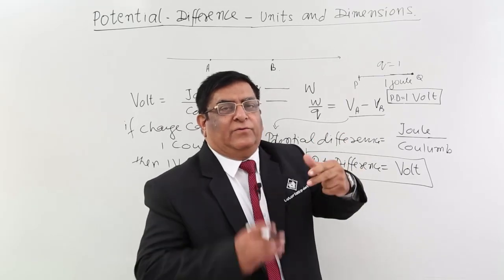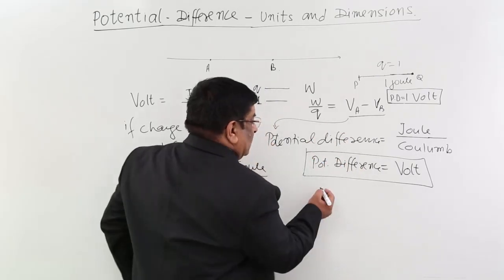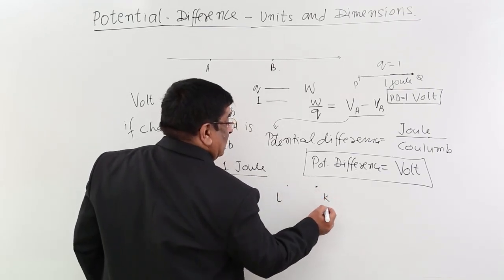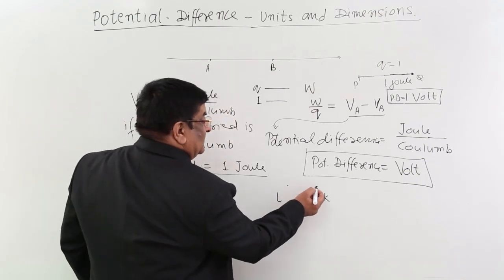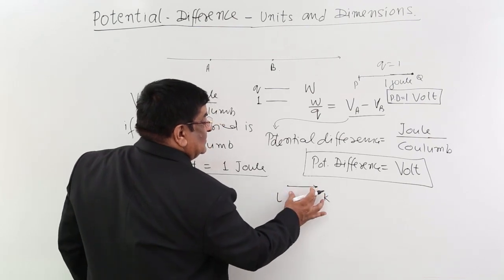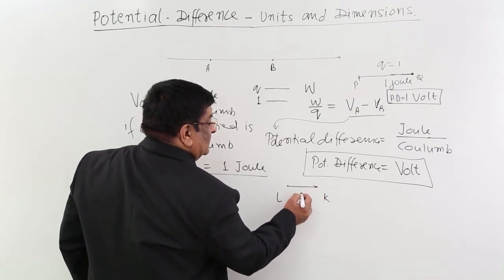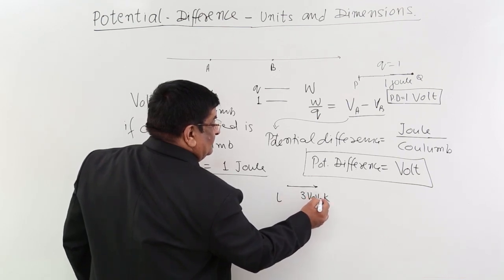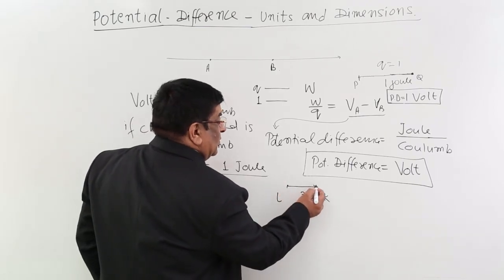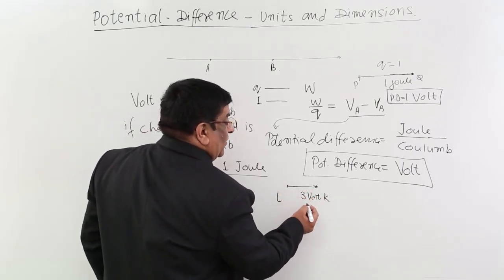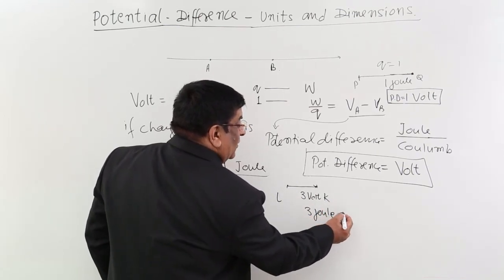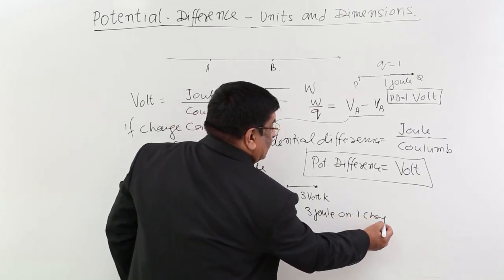So now we take it the other way. If I tell you that these are the 2 points K and L, and I take a charge from this point to this point, and there is a potential difference of 3 volt, what does it mean? It means if I take a unit charge from this point to this point, I have to do a work of 3 joule. 3 volt means 3 joule on 1 charge, on unit charge.